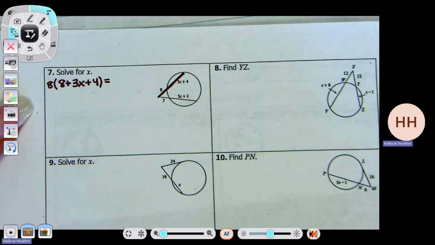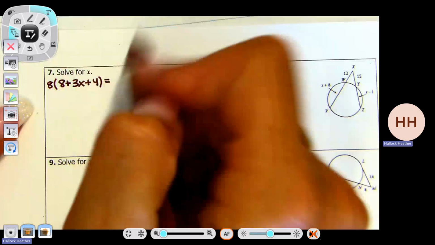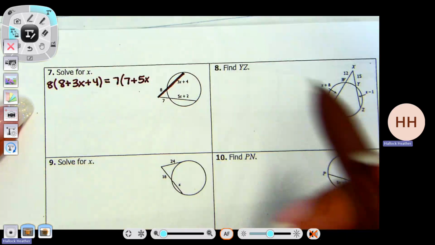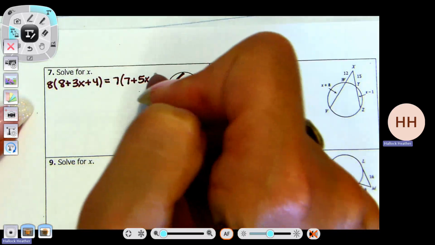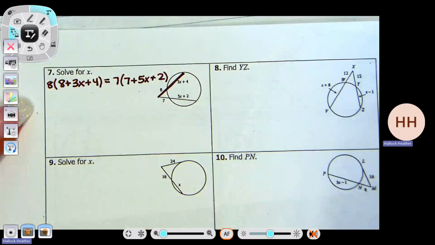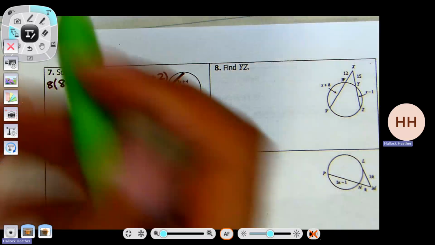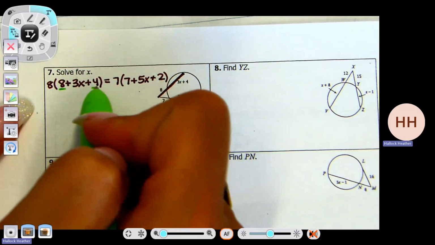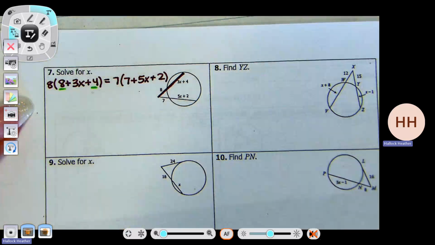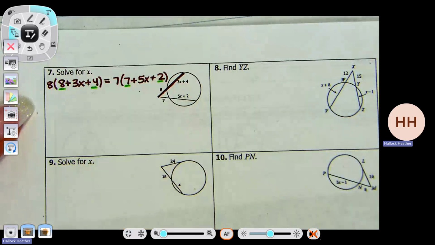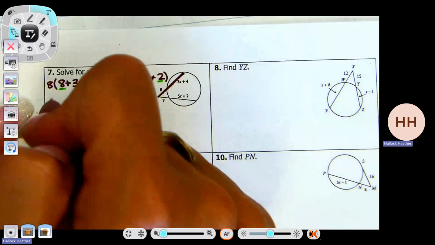Okay, on the other side, what's on the outside? Yes. So 7 times 7 plus 5x plus 2. So you're combining like terms. You could distribute right now into everything and then solve it. I'm just going to find like terms to start because it'll make my life easier in the long run. So 8 and 4 are both numbers, so they can come together. 7 and 2 are both numbers, they can come together, and then it'll turn into a normal problem.